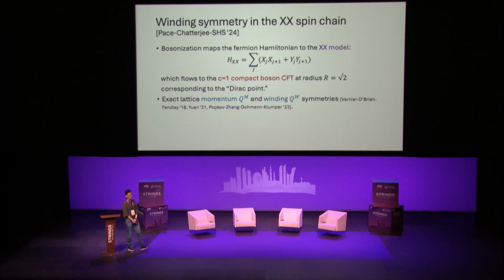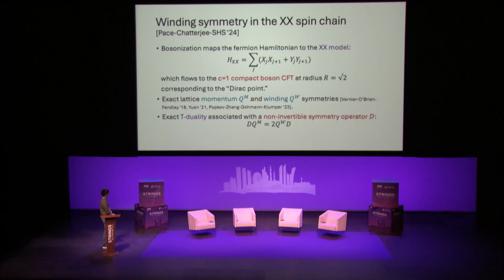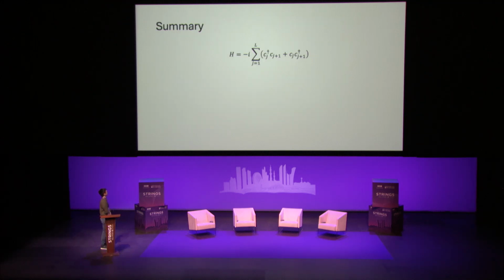Given that you have both the momentum and the winding symmetry on the lattice, it's natural to ask, is there a T-duality in this simple Hamiltonian lattice model? And the answer is yes, and it's in fact associated with a non-invertible operator, D. It exchanges momentum with winding with an important factor of 2. All right, let me summarize my talk.